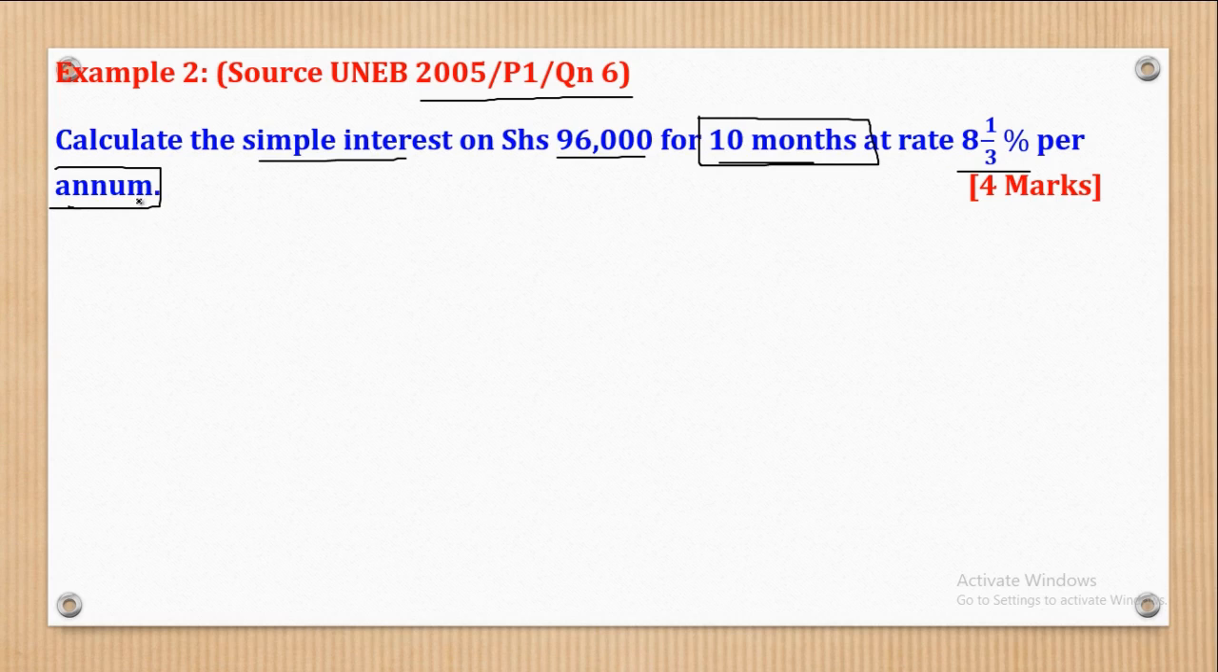If the rate was per month, it would be okay, but now the time is in months and the rate is in years, so we have to convert everything into years. So we say that our R is 8 and a third. We reduce it to an improper fraction to come up with 25 over 3. 8 times 3 is 24, then plus 1, that is 25, which is here, then over the denominator, which is 3.